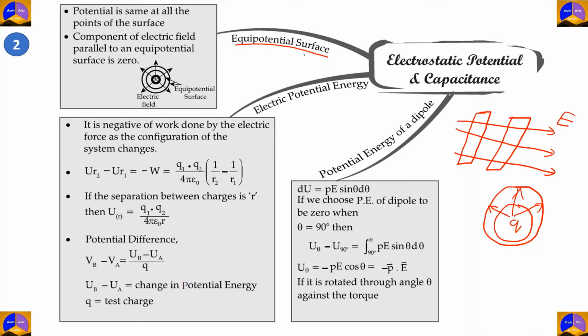What is known as the equipotential surface? An equipotential surface is the surface where the electric potential is same at all the points of the surface. So if we take this surface A, you keep a charge Q here and then move it to here, the electric potential stays the same. There is no difference in the value of electric potential.